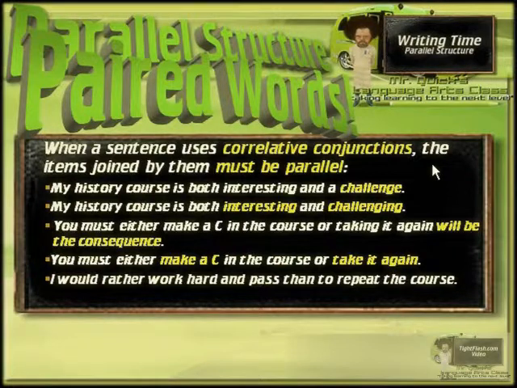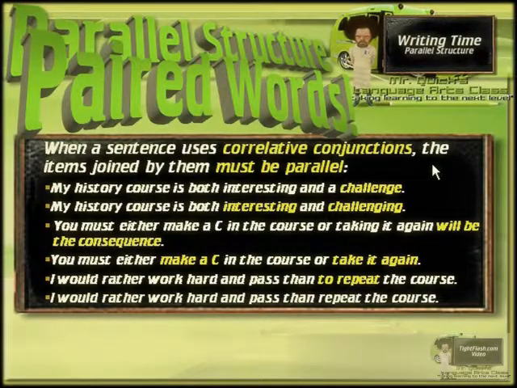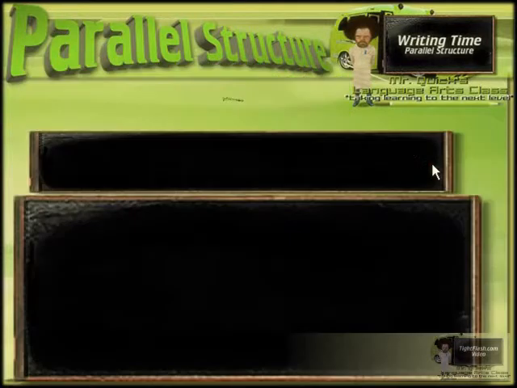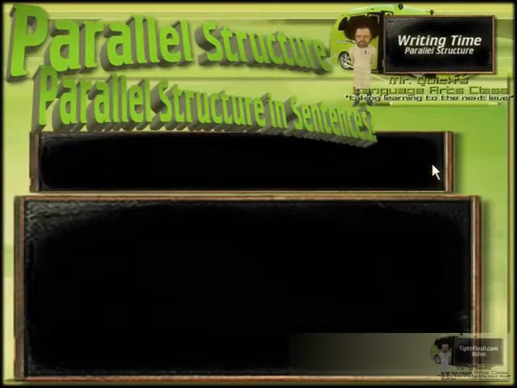I would rather work hard and pass than to repeat the course. Well, of course, to repeat is going to be the problem. I would rather work hard and pass than repeat the course. We could only use to repeat if we had to pass before it, but we didn't. We only had pass. Okay, so I think you're kind of getting the idea here. I mean, it's not like it's rocket science.